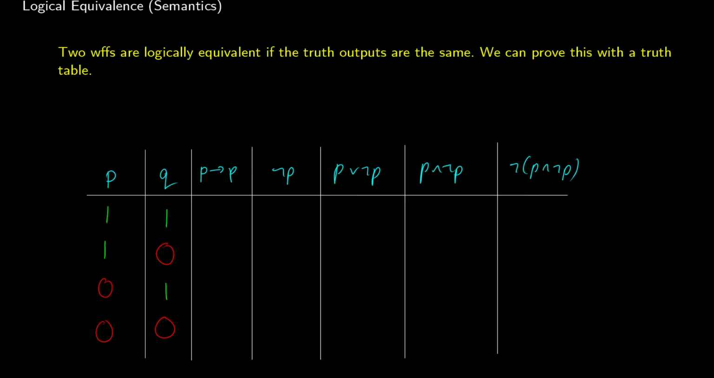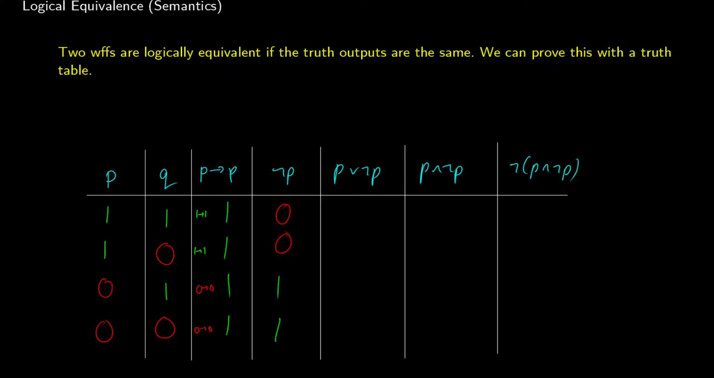So P arrow P is the first one. We get 1 arrow 1 in the first row, which gives us true. 1 arrow 1 in the second row, which gives us true. We're going to get 0 arrow 0 in the third and fourth rows, and both of these come out to be true. So P arrow P is a tautology. It's all ones. What about the negation of P? Well, we take the value of P and we flip it. In the first two rows P is true, so not P will be false. In the last two rows P is false, which means not P will be true.